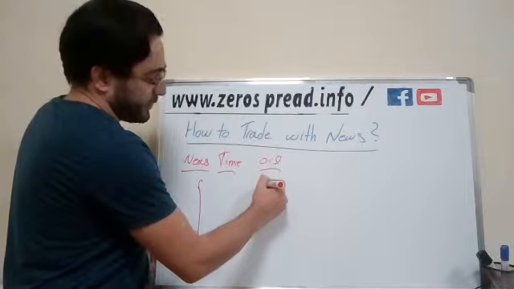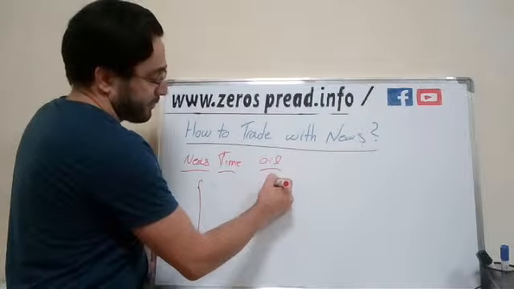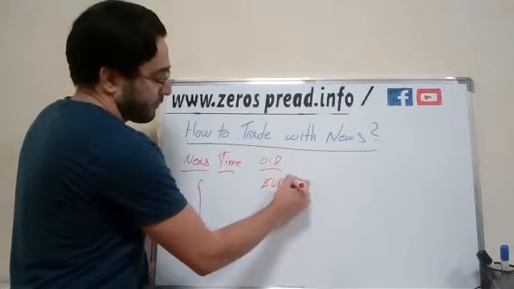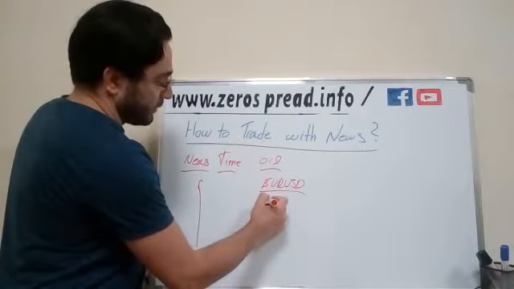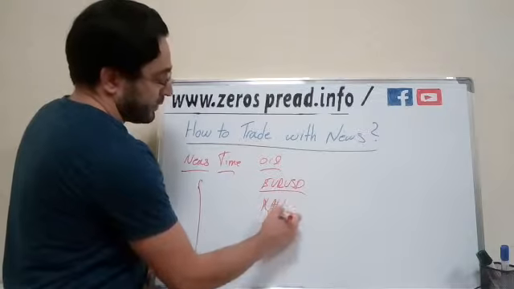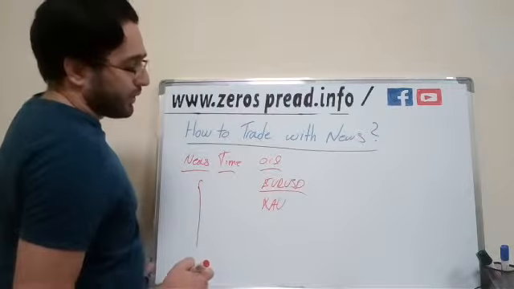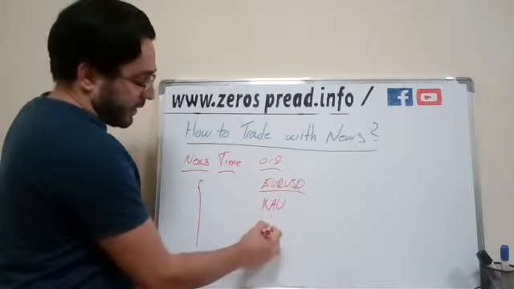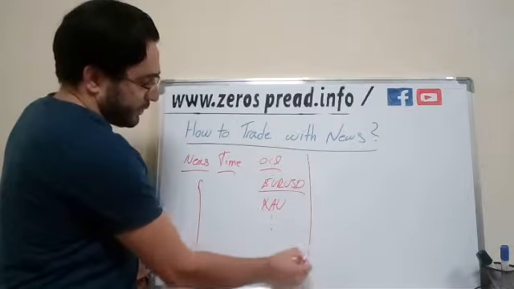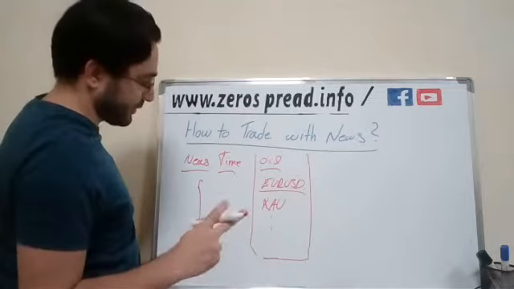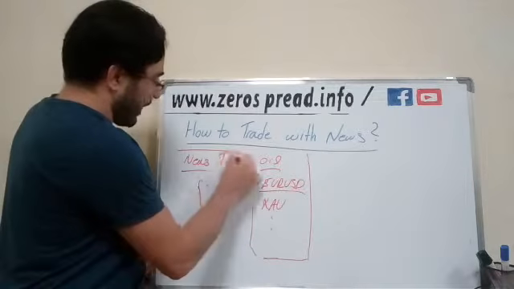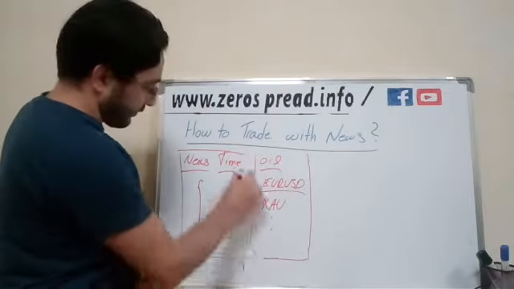If you are trading, for example, Euro USD, which news are important for you? If you are trading gold or whatever, right? So first you need to find out the news which are effective on the symbol that you're trading, and the time, what time exactly.